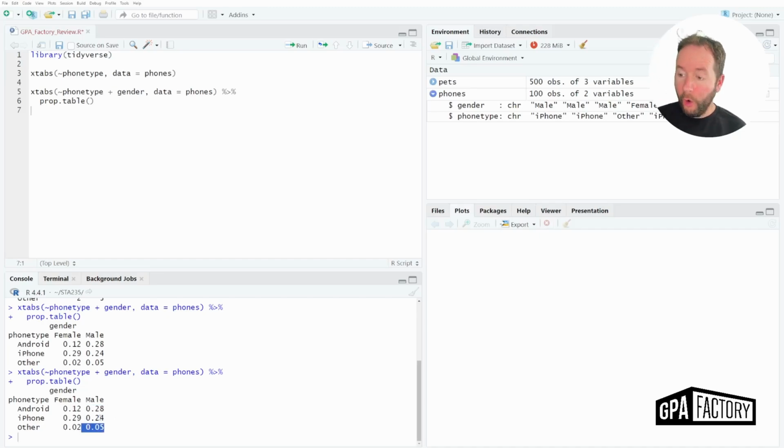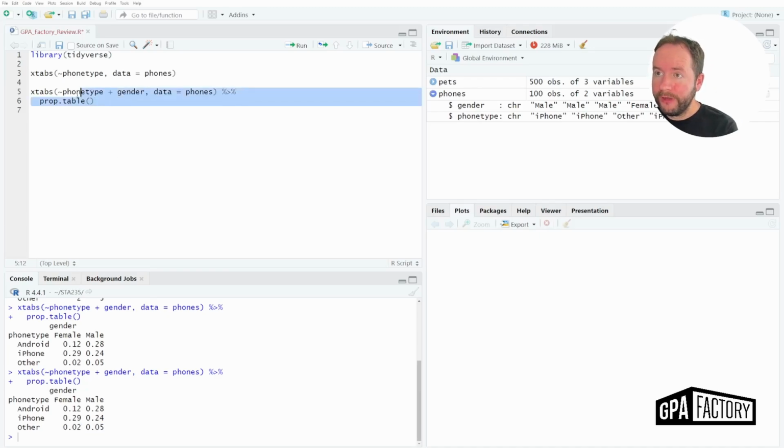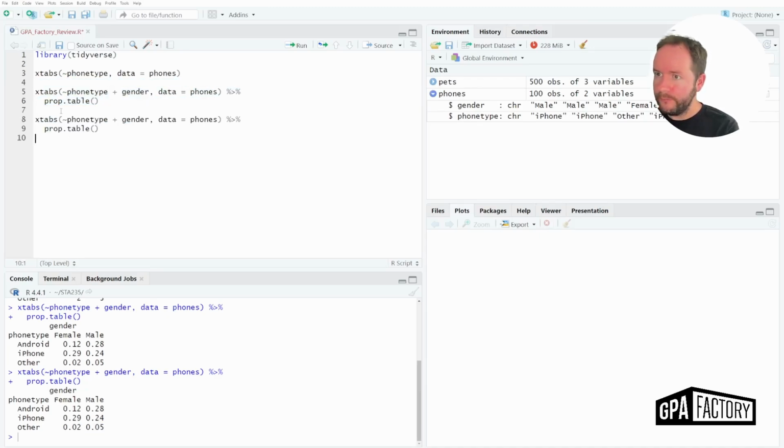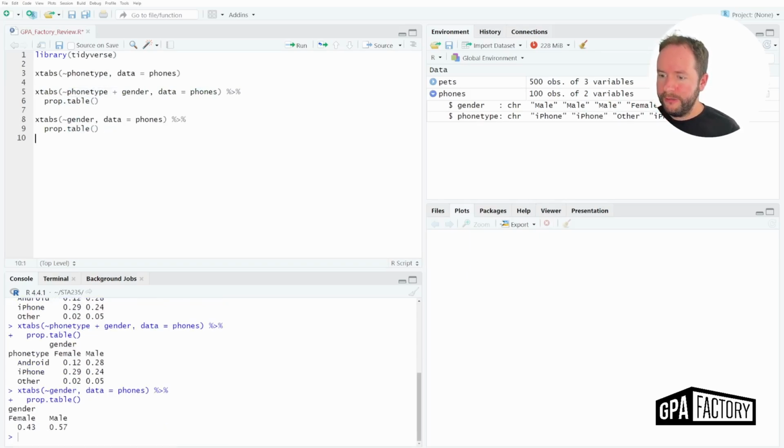Okay. Or alternatively, you can do the following. Let's copy our xtabs and just delete phone type. I just want to see a breakdown of gender here. Okay, there it is. Male is just 0.57. So it's easy if you just make RStudio do it for you, or you could add the values in the male column to get probability of male.